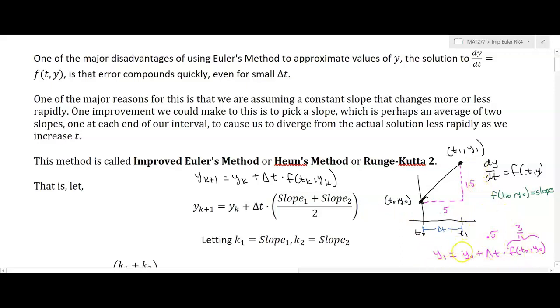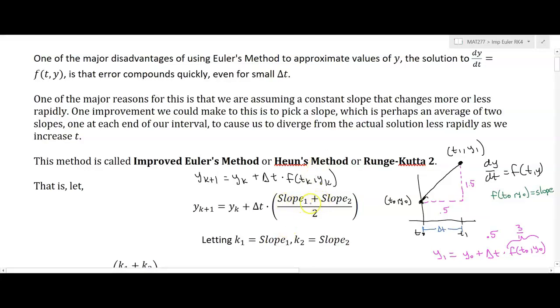Now if we replace 1 and 0 with k plus 1 and k respectively, that tells us how we get from t1, y1 to t2, y2. It's always using the previous information to get the next value. But suppose that instead of having just one slope, we replaced that one slope with the average of two slopes. Notice that this parenthetical quantity is just the average of two slopes. Why the average? We'll explore this a little more, but it intuitively makes sense: let's average two slopes together.